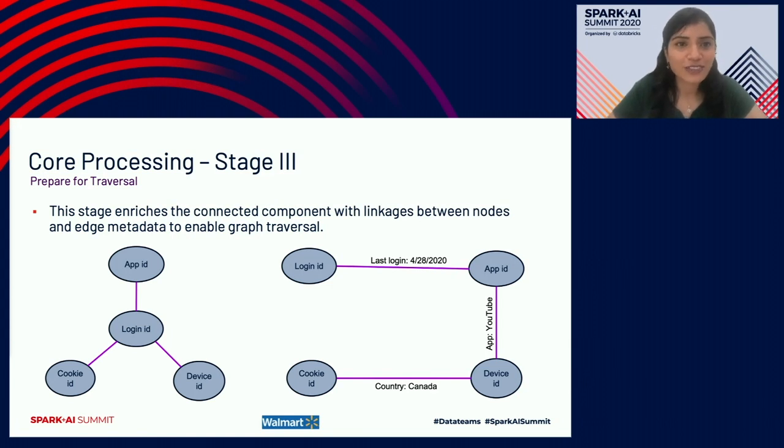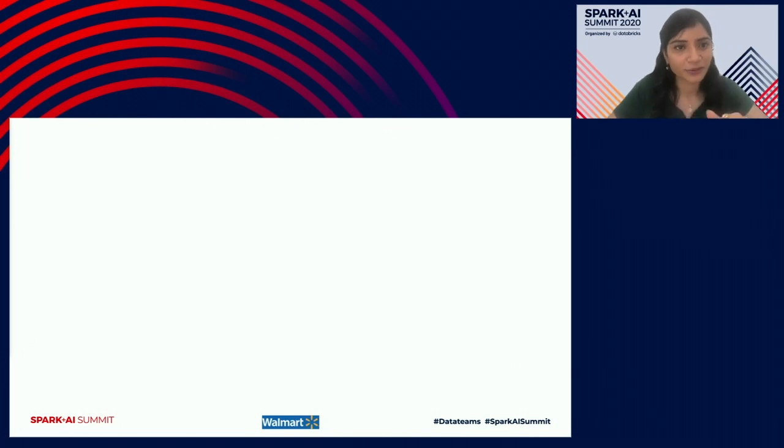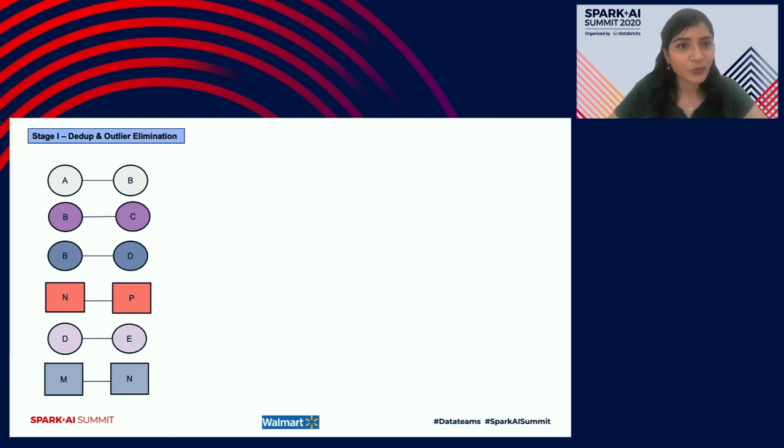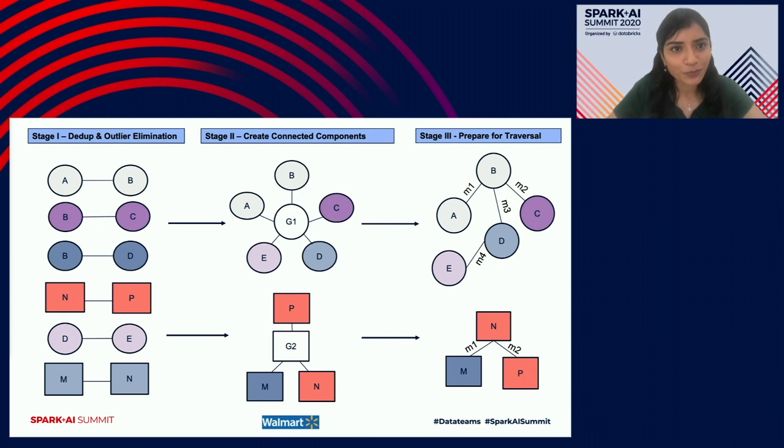So now that we have seen all the three stages, let's go ahead and just sum it up, right? So we have three stages. In the first stage, we see the linkages are coming. So we eliminate the duplicates, we filter out the bad linkages, and we add the edge metadata. And then we move on to the second stage where we actually merge all the related linkages and create the connected component. Then in the third stage, we actually enrich this connected component by adding the relationship information and metadata information, make it ready for traversal.